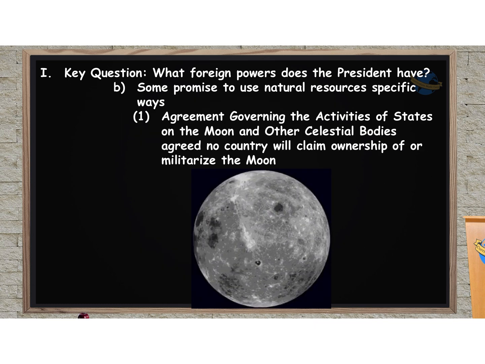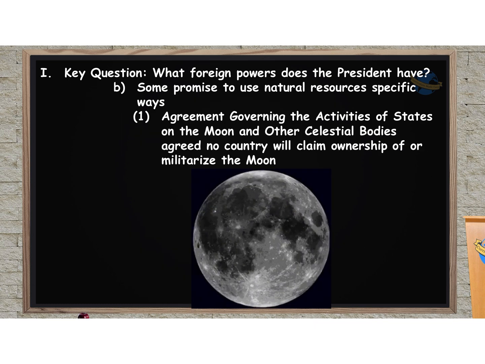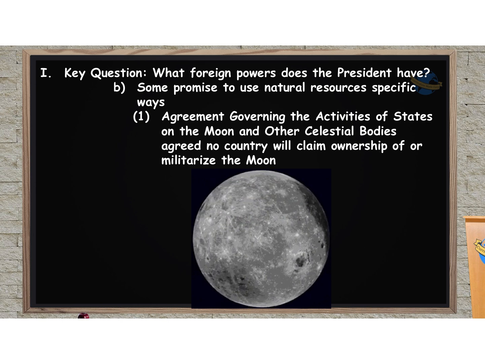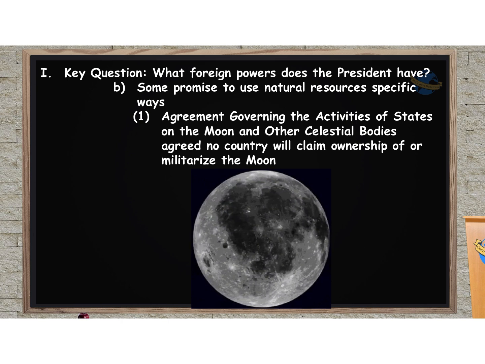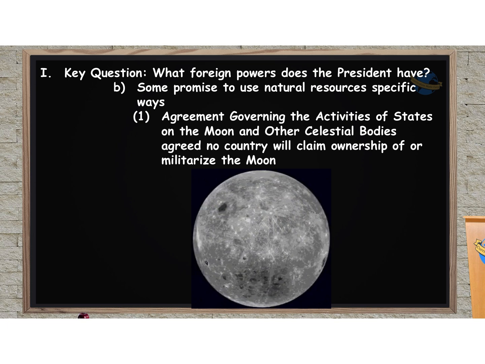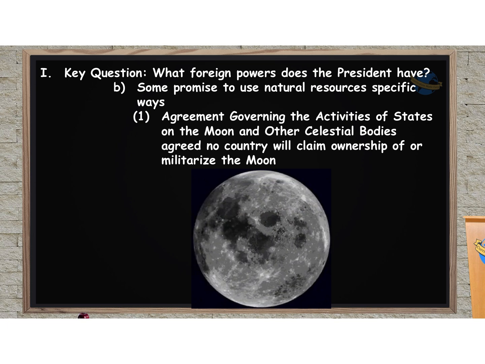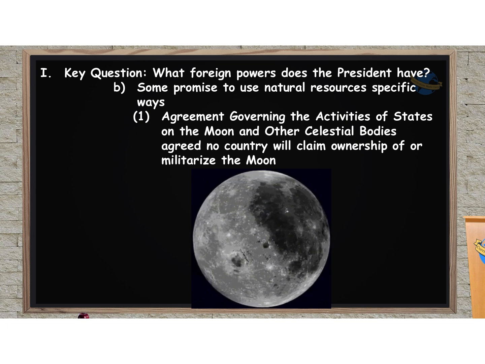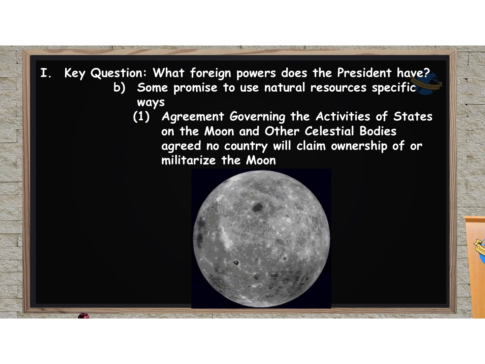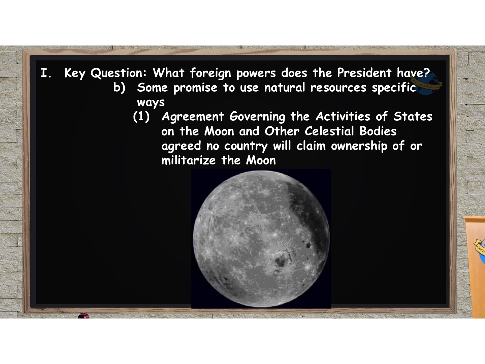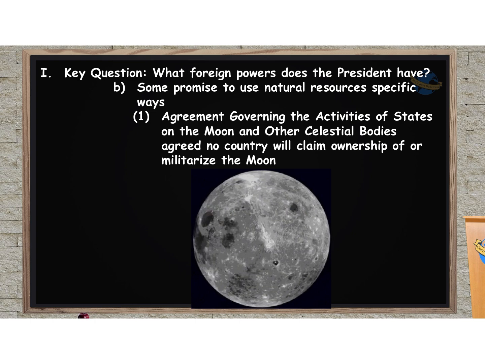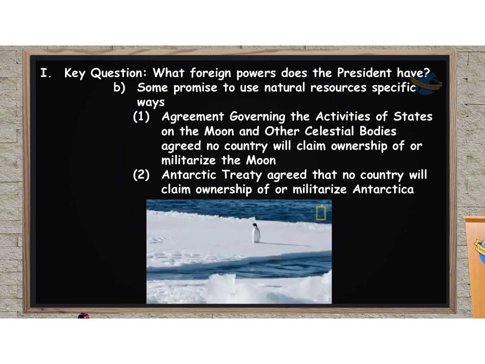Other treaties promise that the member countries will use natural resources in a very specific way. So, for instance, there is an international treaty signed on to by almost every country in the world called the Agreement Governing the Activities of States on the Moon and Other Celestial Bodies. This agreement says that no member country will claim ownership or put a military presence on the moon or any other planet in the solar system.